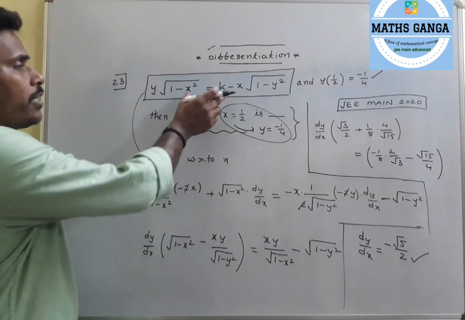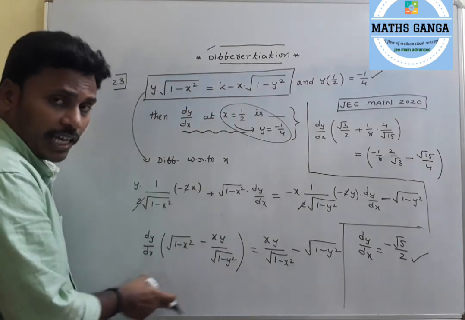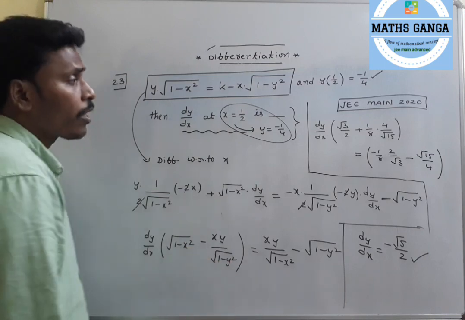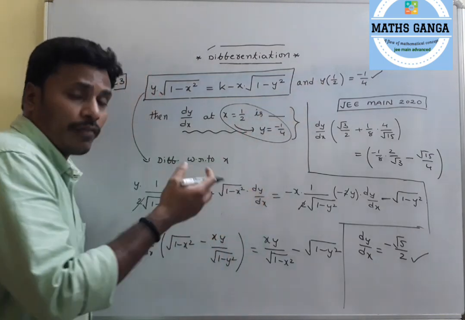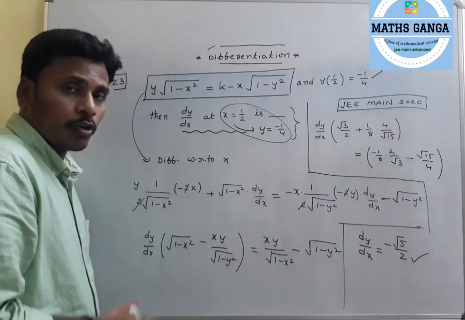Okay. First of all, this is the function. Differentiate with respect to x and then collect dy by dx in terms of the other x and y relations. Replace x with 1 by 2 and y with minus 1 by 4. At the end, dy by dx is minus root 5 by 2. Okay. Have a look.